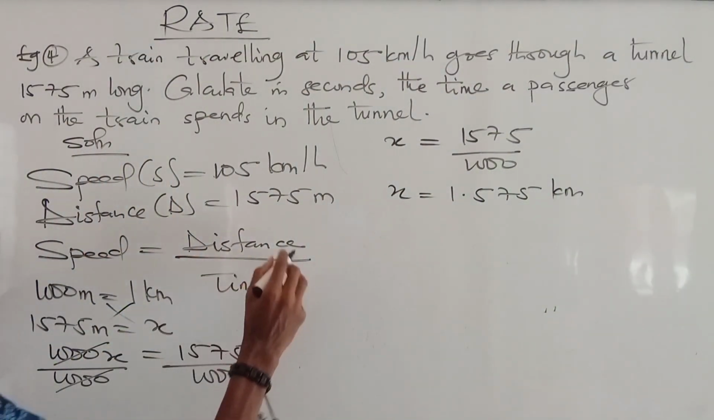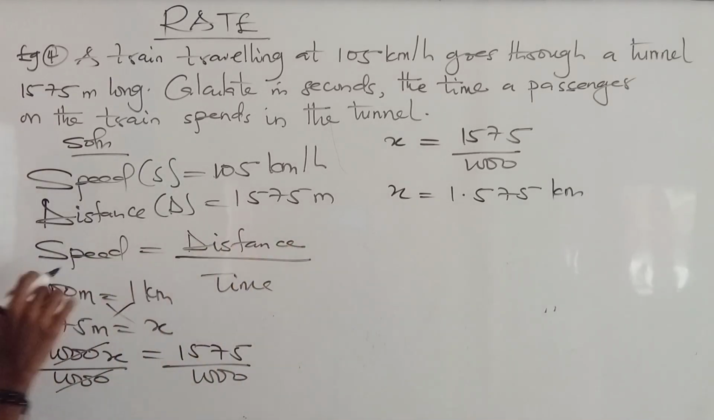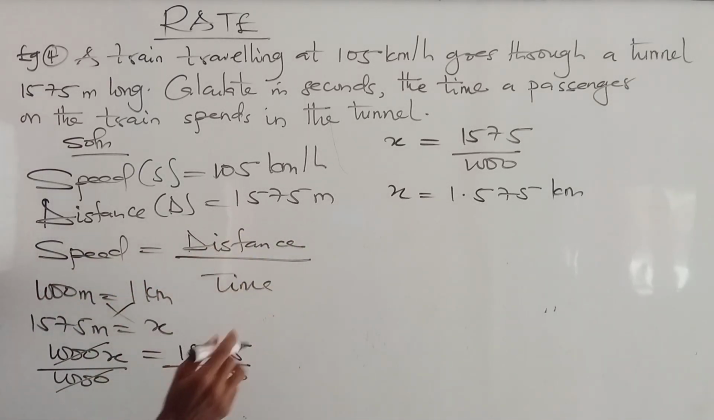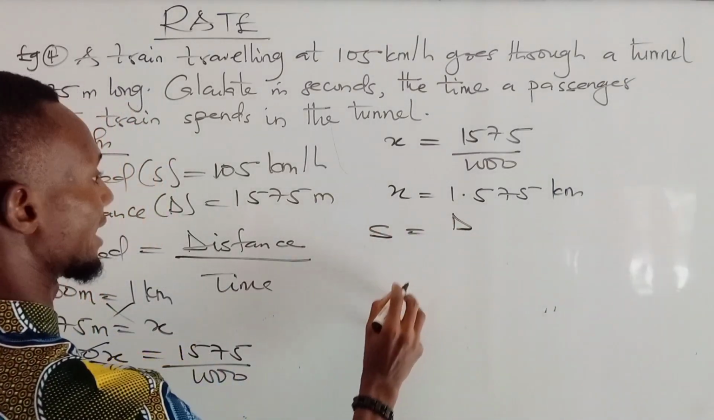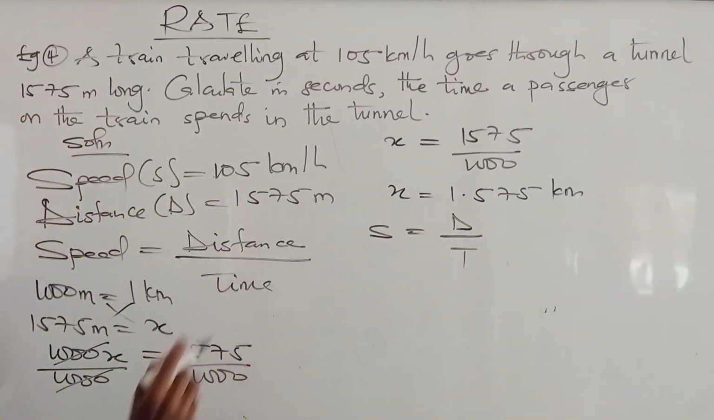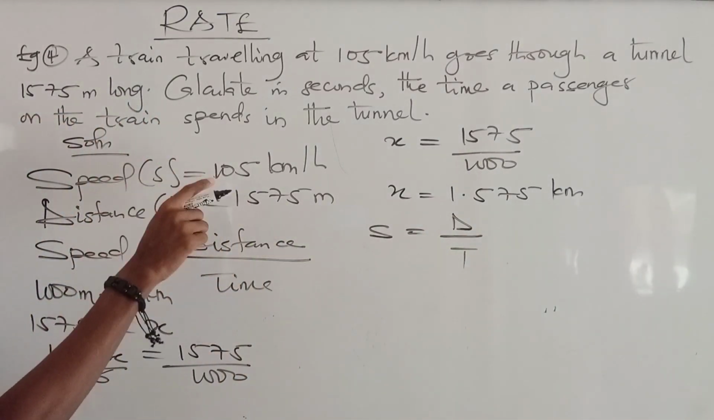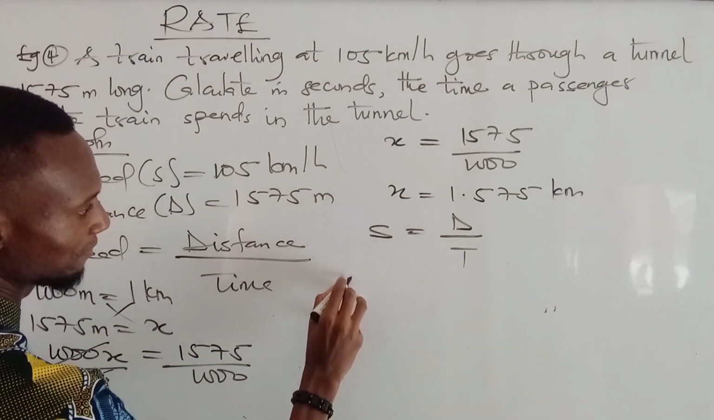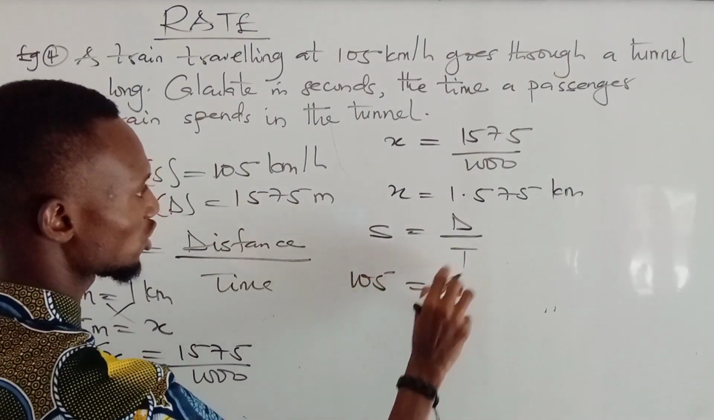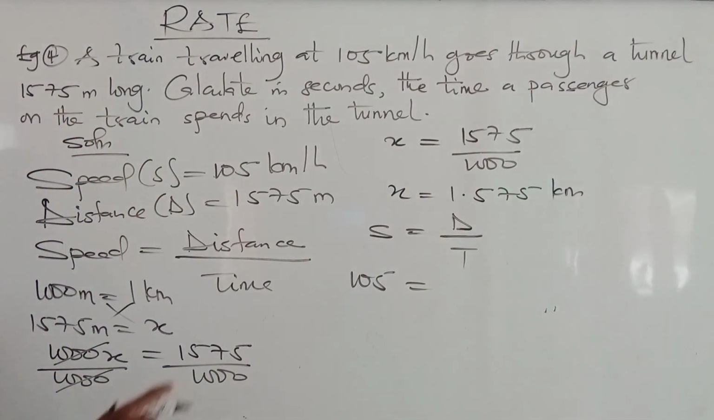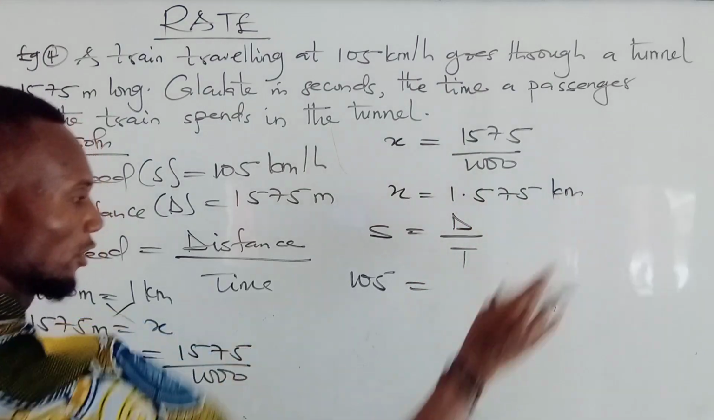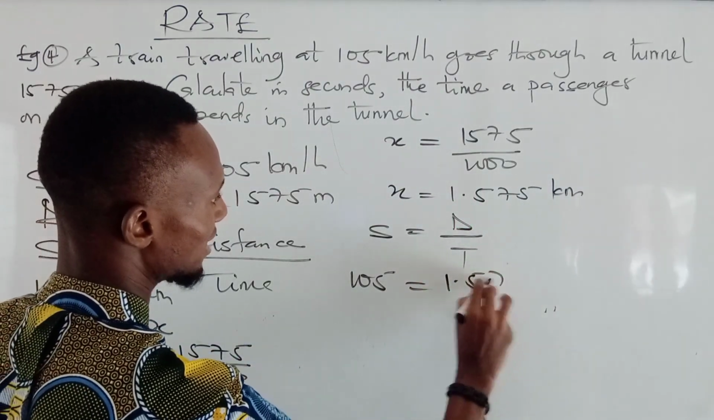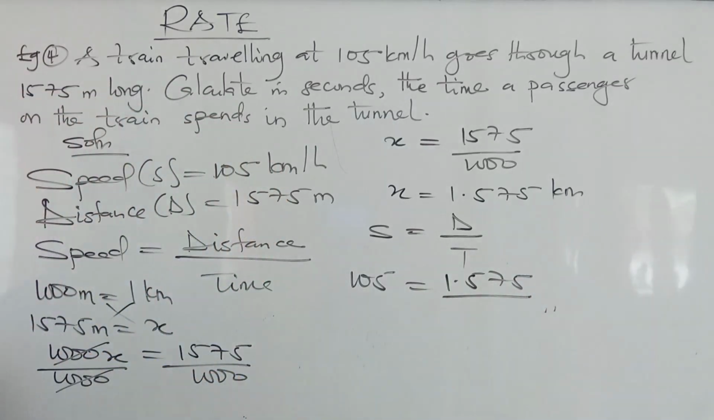My speed equals distance over time. I'm going to repeat it here. My speed equals distance over the time. Now the speed is given to be 105, so I'm going to put my 105 here equals the distance. The distance we've converted to kilometers, which is 1.575 kilometers, all over the time that you are looking for, which we don't know. So all over t.